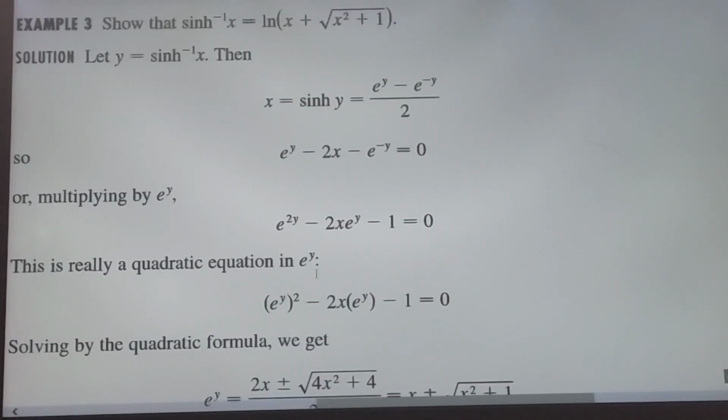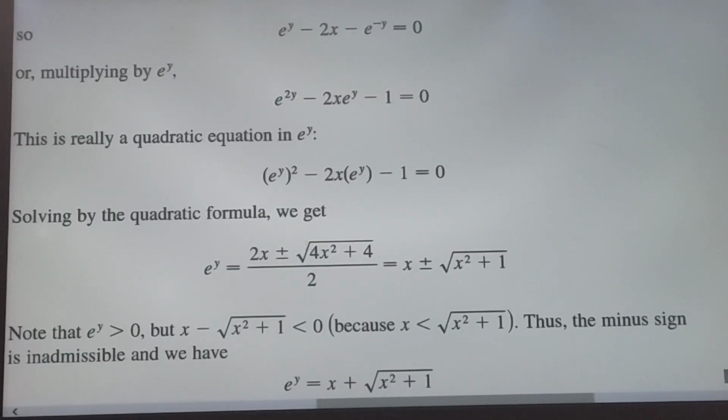So if we make it a quadratic equation in terms of e to the power y, it becomes (e to the power y) squared minus 2x e to the power y minus 1 is equal to 0. So you saw it is a quadratic equation. This is your a, it will be 1. Your b will be minus 2x, and then your c will be negative 1.